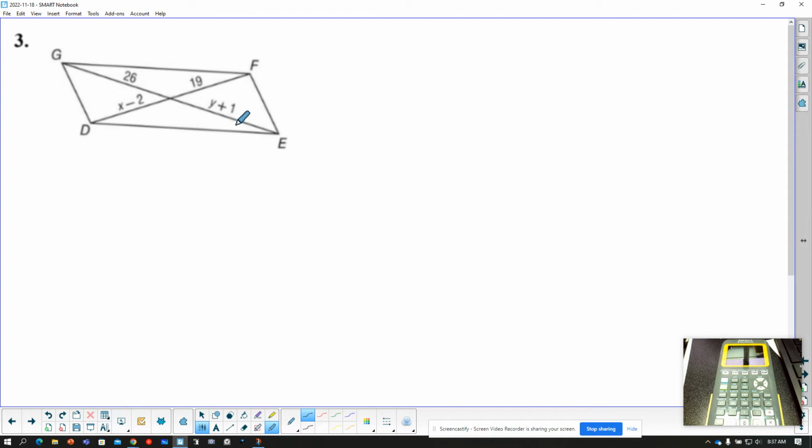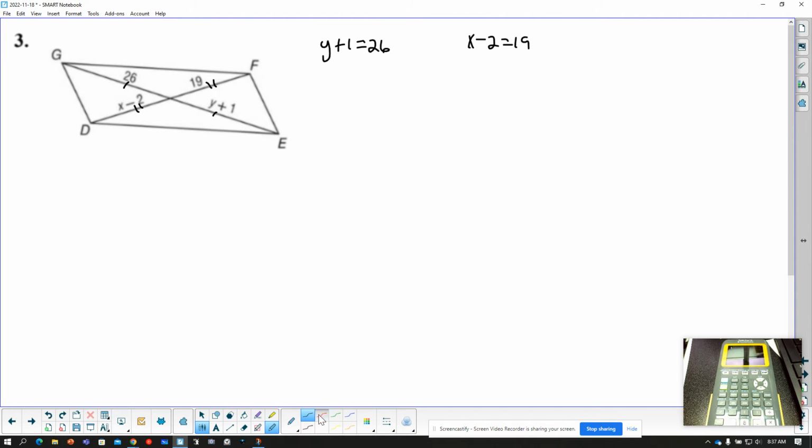Next problem. All right, now these are diagonals. Diagonals, we also learned, bisect each other, which makes each side congruent. This side being congruent to this side, this one being congruent to this one. So 26 and the y plus 1 are equal. And the x minus 2 is equal to the 19.